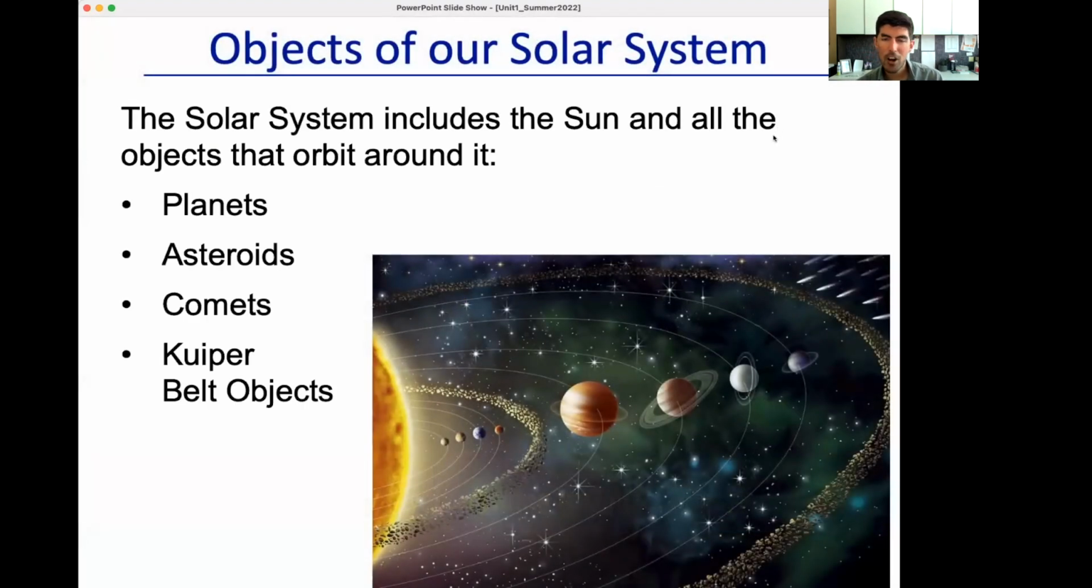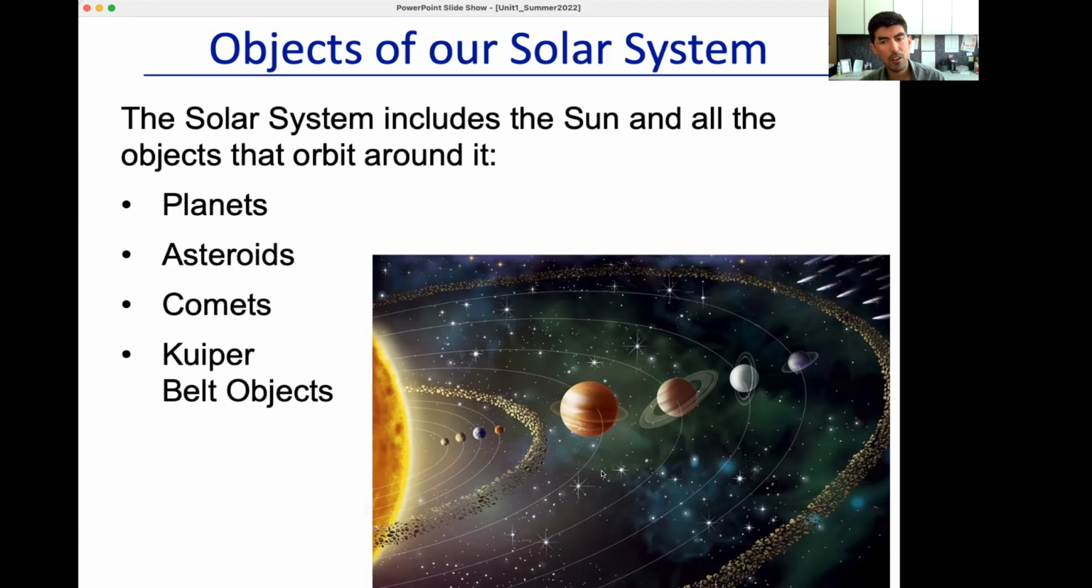So what are the different objects that can be found in our solar system? Well, there are 4 different types of objects, general categories, many of which you're probably familiar with and some that you might not be familiar with. First up, we have the planets. Those are the 8 planets that we're all familiar with: Mercury, Venus, Earth, Mars, Jupiter, Saturn, Uranus, and Neptune.